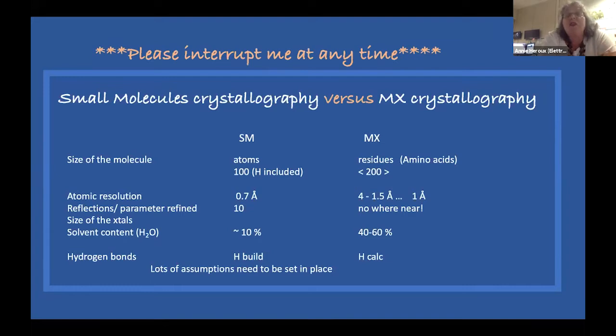X-ray diffraction. So what I'm going to talk about is MX, macromolecular crystallography, which is basically just a subset of what small molecule crystallography is doing. And basically the difference is not as much as we can think of. The difference would be the number of atoms that we're looking at. For MX, we don't think about atoms, we think about residues.